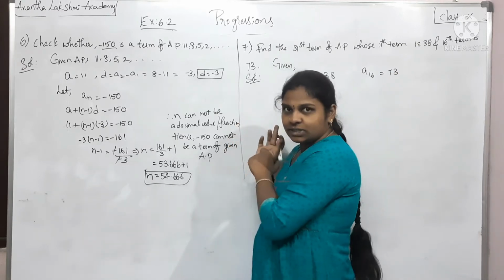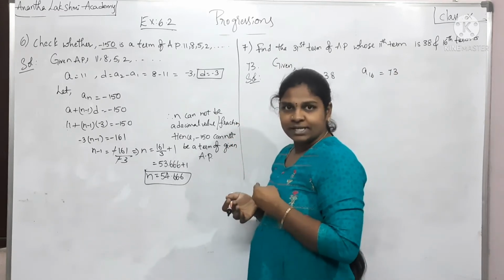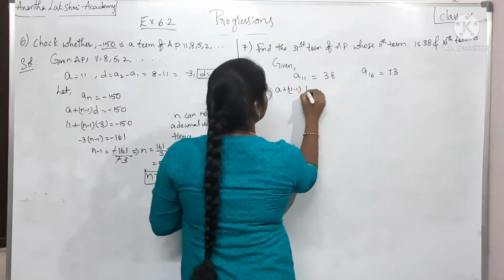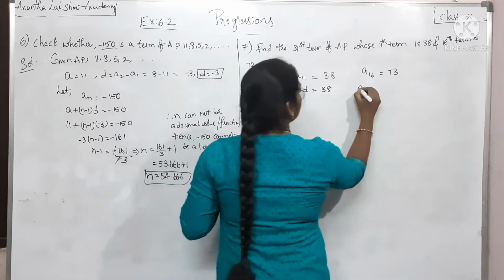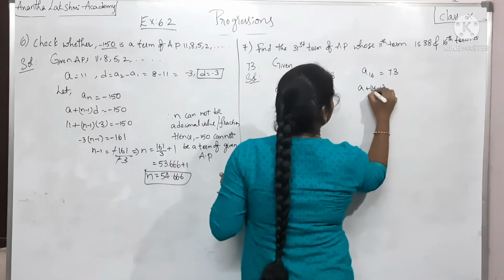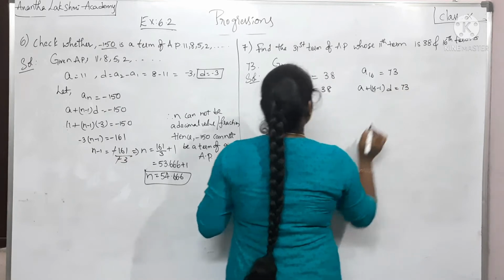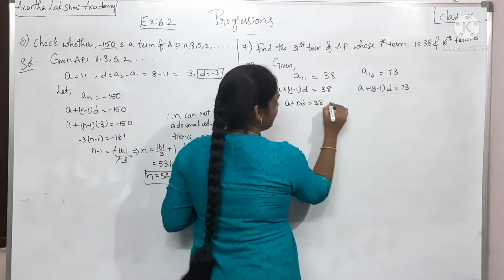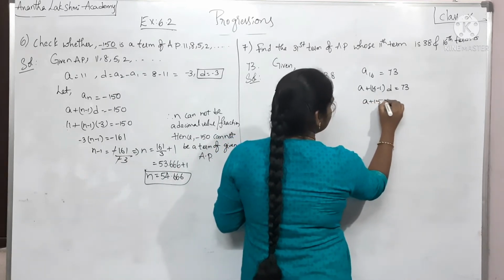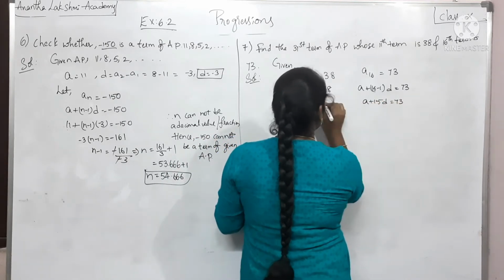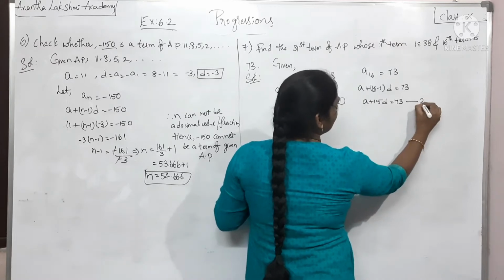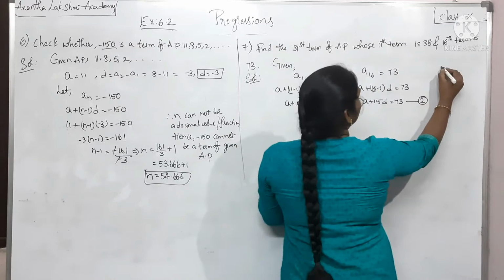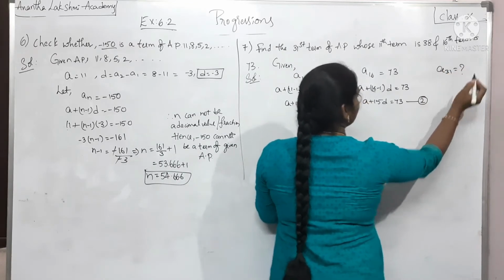A11 is given. So can we write it in the form of a plus n minus 1 into d? Yes. A plus 11 minus 1 into D is equal to 38. A plus 16 minus 1 into D is equal to 73. A plus 10D is equal to 38. A plus 15D is equal to 73. Let me name them as 1 and 2. And what are we supposed to figure out? A31, the 31st term, is what we need to figure out.